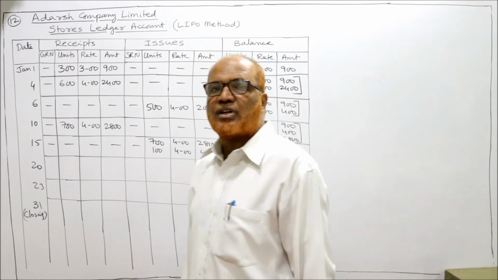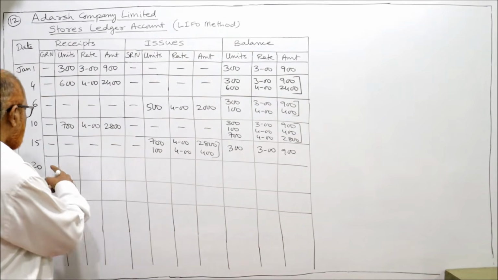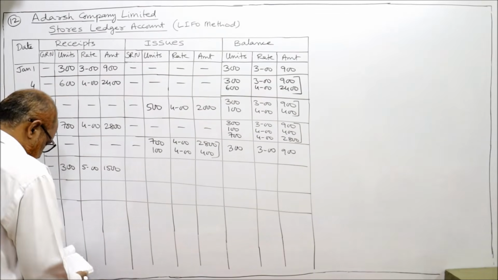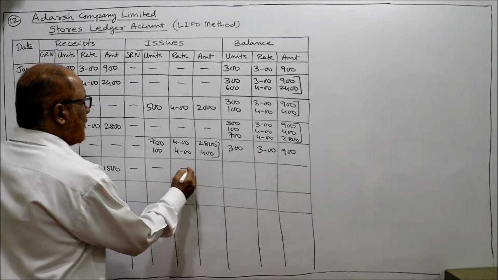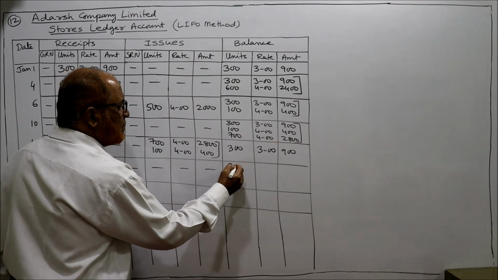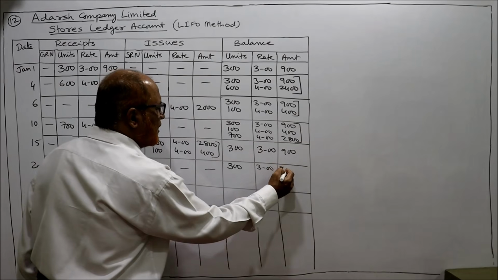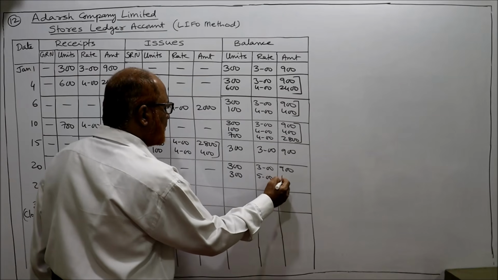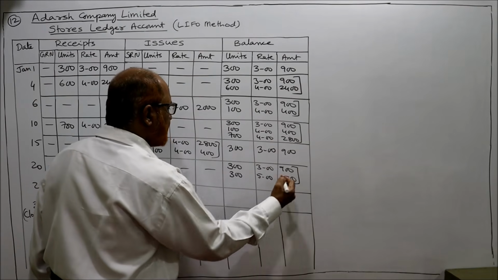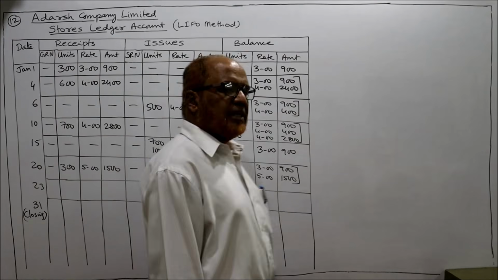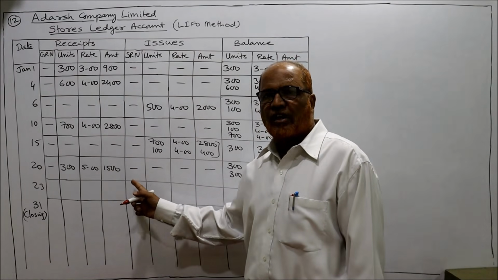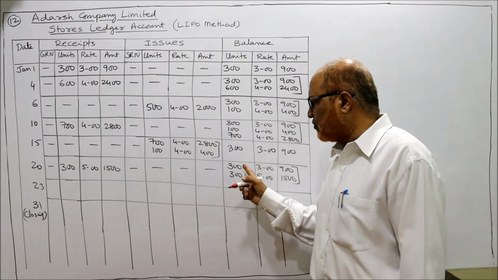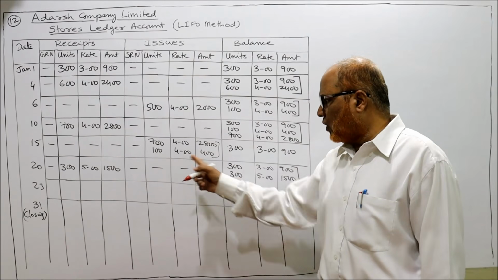On 20th, there is a purchase of 300 units at 5 rupees, 1500. Now balance: already we have a closing balance of 300, 3 rupees, 900. Now purchased 300 units at 5 rupees, 1500. That's all for the 20th transaction. So we have 2 lots: old lot 300, new lot 300.